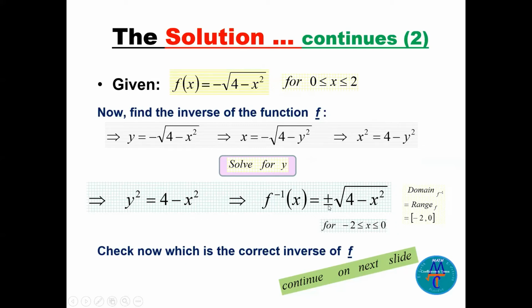We have to check. You can take 1 point on the function f and check that point by interchanging x and y in each one of these proposed inverses, as we did in lecture number 1 of pre-calculus. Also, we have seen the range of the f, which is -2 to 0. This will be the domain of the inverse. So we can write here the condition for this x. Domain of the inverse is the x. It's coming from the range of the original function given, which was -2 to 0.